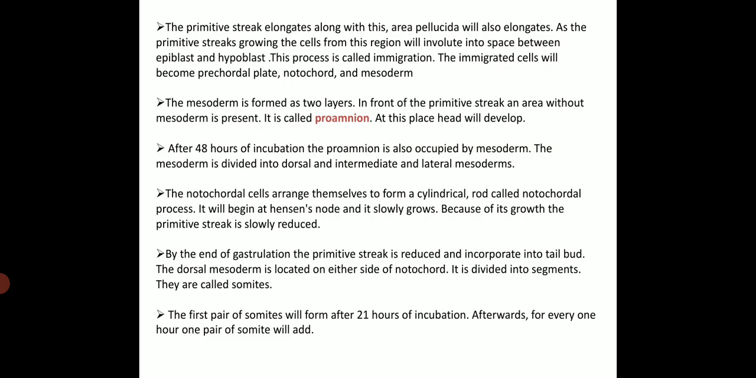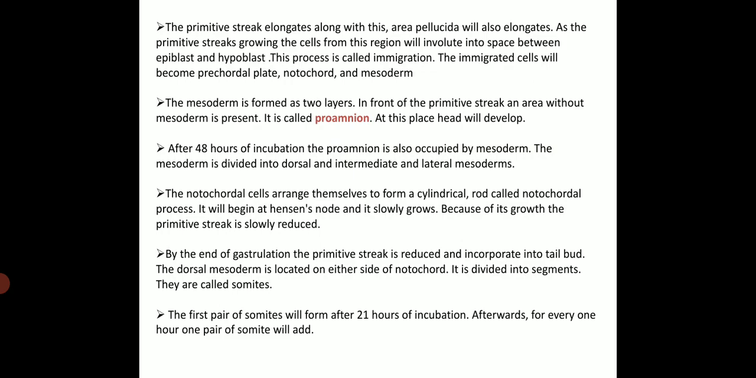The primitive streak elongates, and along with it the area pellucida also gets elongated. As the primitive streak grows, the cells from this region involute into the space between the epiblast and hypoblast, and this process we call immigration. These immigrated cells will become the future precordal plate, the notochord, and also the mesoderm.